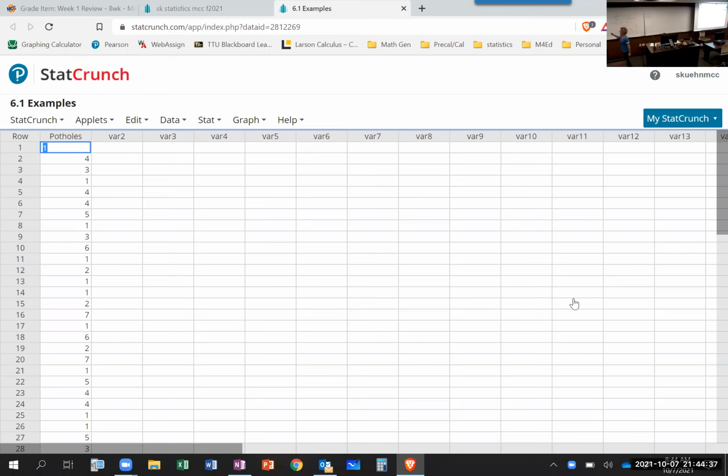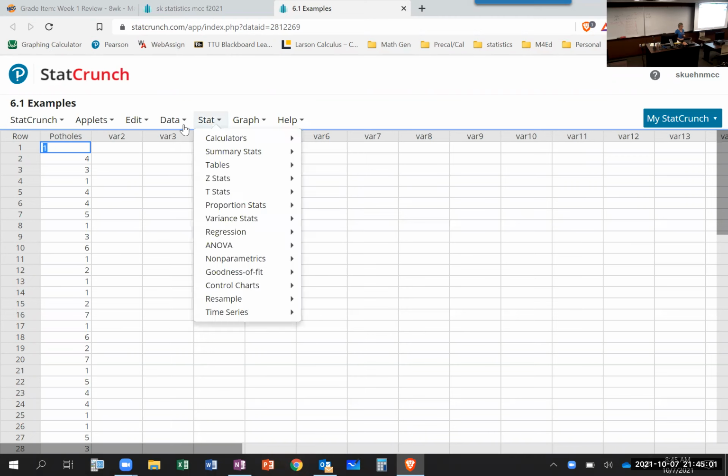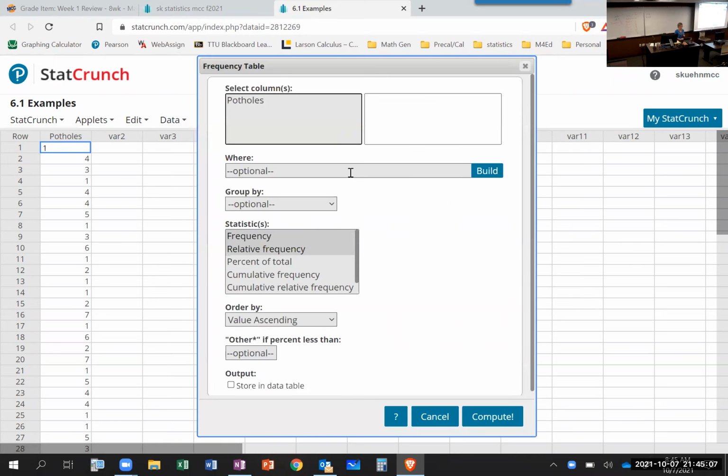Now, rather than counting up how many stretches of highway had 1 pothole, how many stretches had 2 potholes, and so on, what could I create instead? It's a table. What kind of table would I be creating? Frequency table, right? Okay, now, if I create a frequency table, I would go to Stat, Tables, Frequency. Choose my potholes. Now don't do it just yet. I just want to show you something.